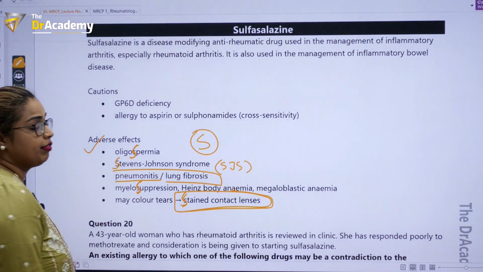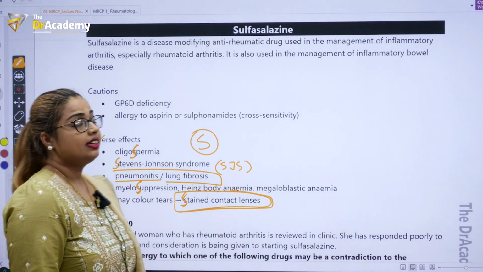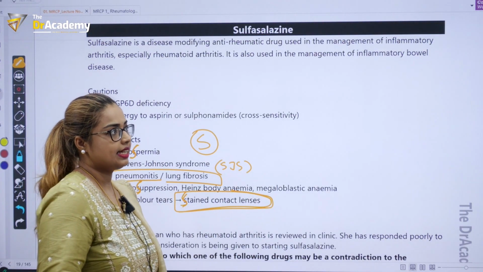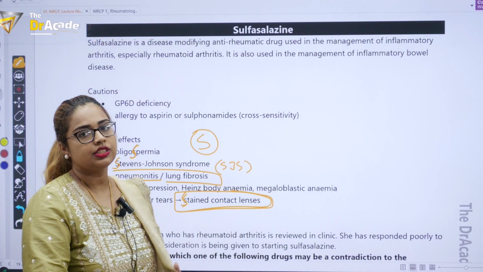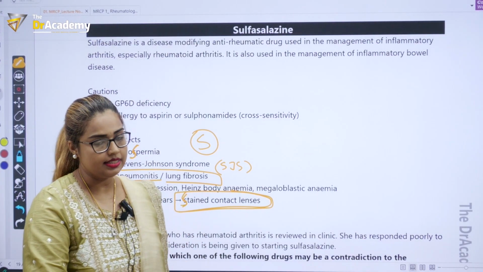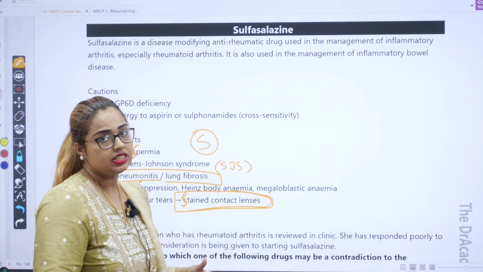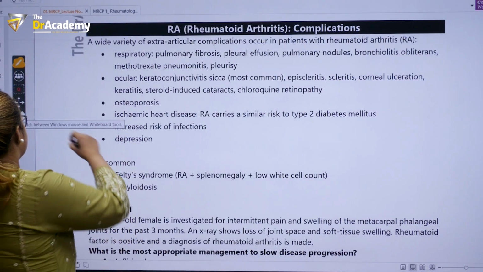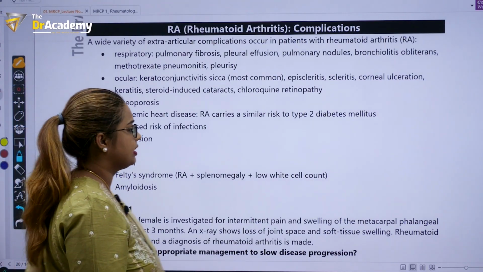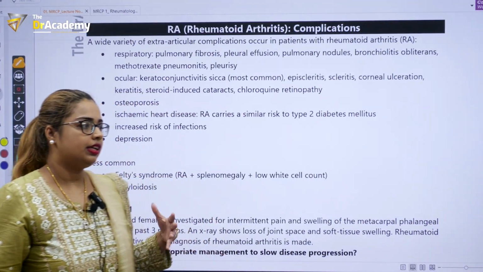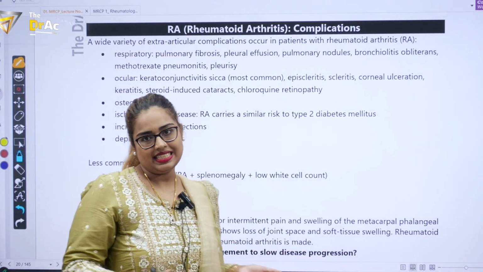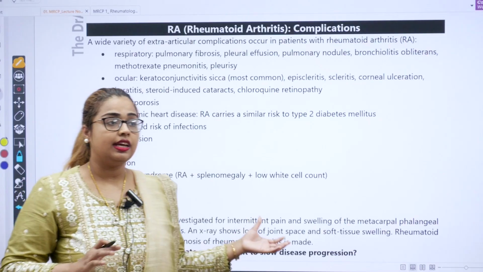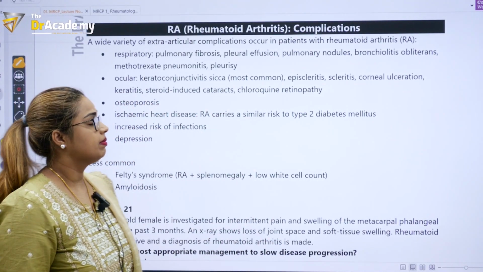So the side effects of sulfasalazine are very important. And another thing, sulfasalazine actually exacerbates a disease, that is glucose 6-phosphate dehydrogenase deficiency. That's why if any patient is having glucose 6-phosphate dehydrogenase deficiency, be careful. And the complications are very important for rheumatoid arthritis. When you prepare for the part 2 exam after passing the MRCP part 1, I will discuss in elaborate the complications of rheumatoid arthritis.